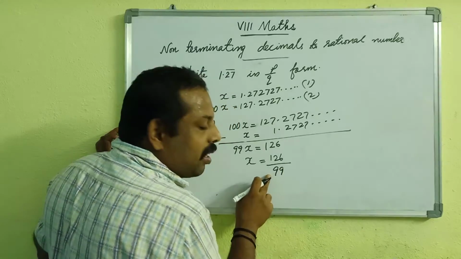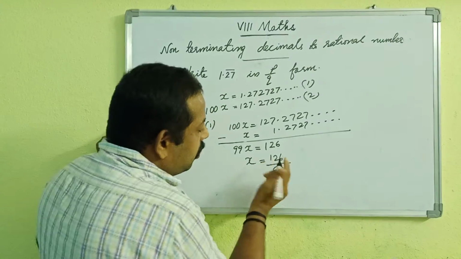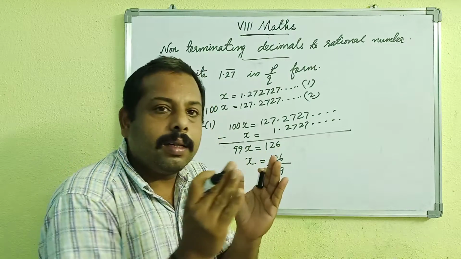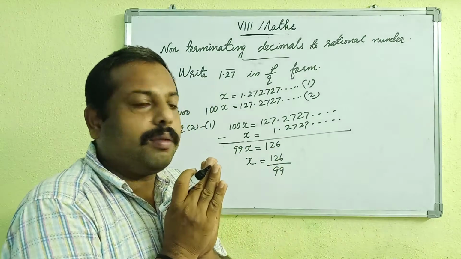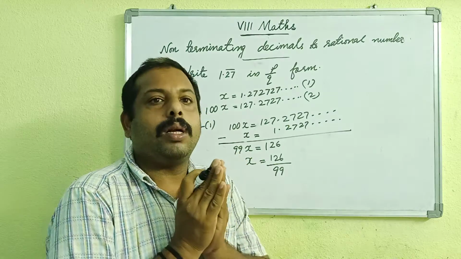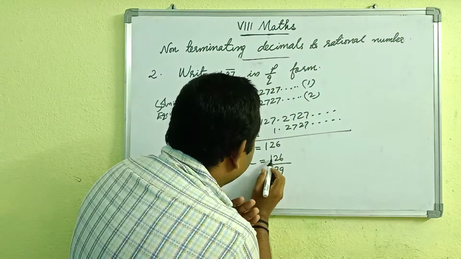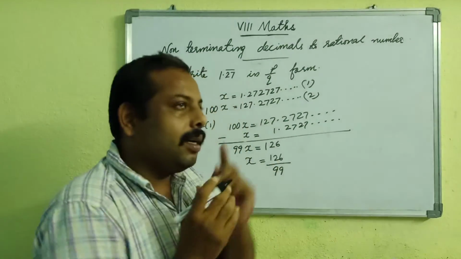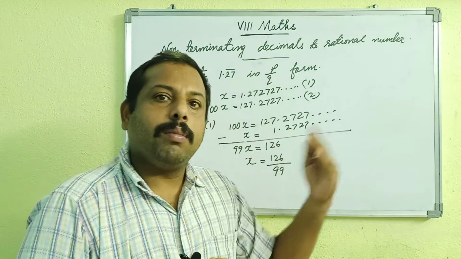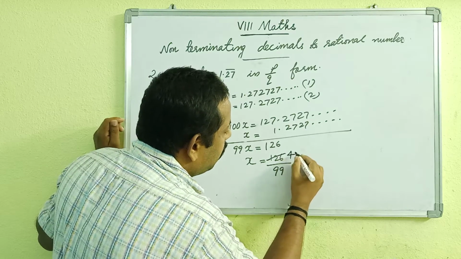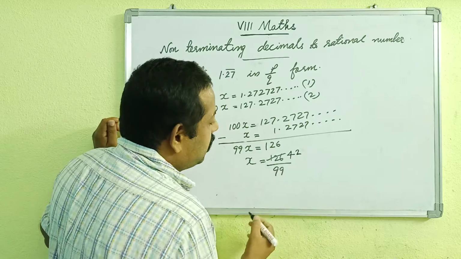You see, this can be divided by 3. 6 plus 2, 8, 8 plus 1, 9. See, you add the digits together, and if you get the sum as a multiple of 3, that number also can be divided by 3. Whenever you add 1 plus 2, 3, 3 plus 6, 9, and 9 is a multiple of 3, this number also can be divided by 3. Whenever you divide by 3, how much do you get? 42. 4 3s are 12, 2 3s are 6.